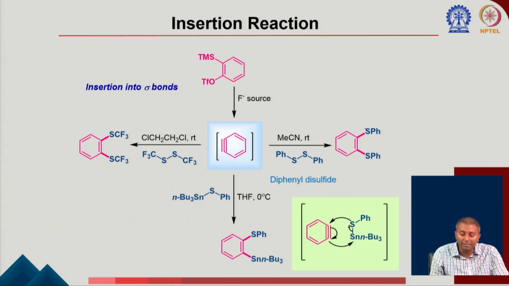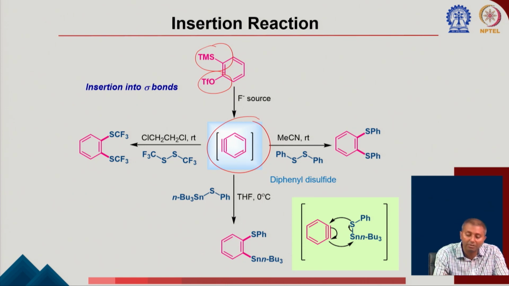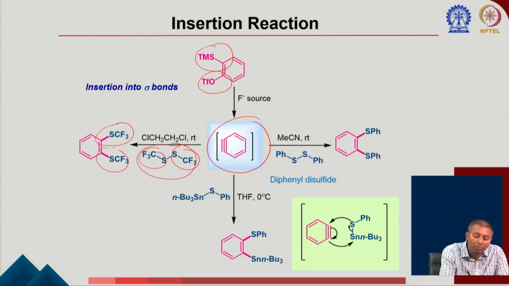So first reaction you can see here. First we are generating benzyne. Again you have this OTf and TMS, the Kobayashi method I have already discussed in the beginning classes. Using a fluoride source, it could be cesium fluoride or potassium fluoride, you have seen generation of benzyne. Now if you treat with this particular type of compound, which is a disulfide compound with a CF3 group, the SCF3 groups are coming to the 1 and 2 positions.